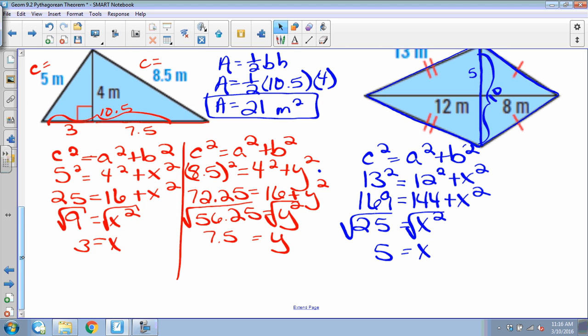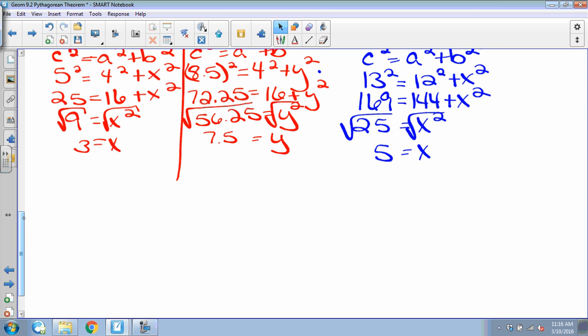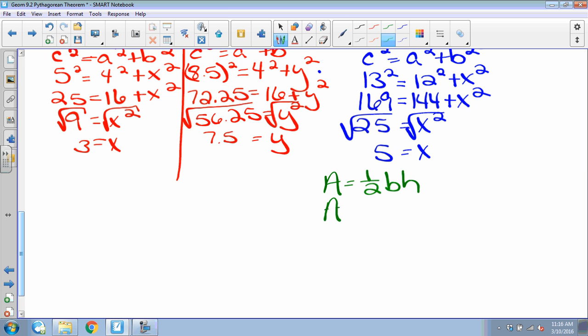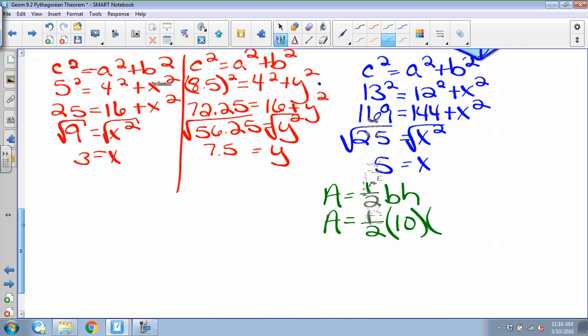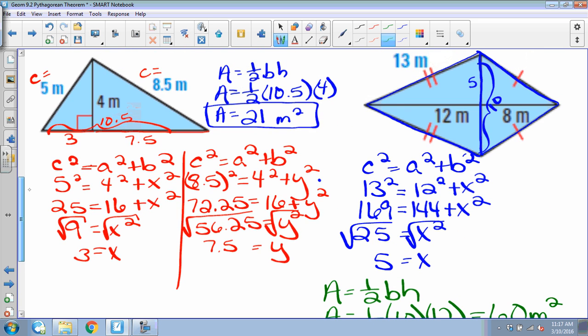So, let's do that. So area equals 1/2 base times height. So area equals 1/2. We already said the base was 10, and the height of the triangle on the left is 12. So 1/2 times 10 times 12 equals 60. So 60 square meters. So this triangle on the left, the area is 60 square meters. That's this triangle.